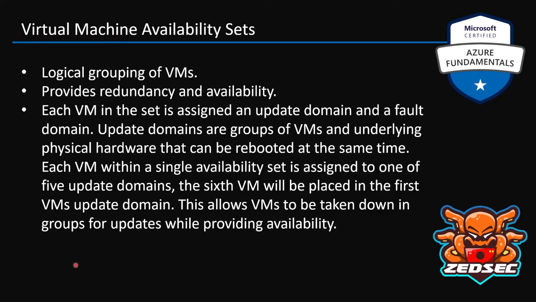An availability set is a logical grouping of VMs. So it basically provides redundancy and availability. Each VM in the set is assigned an update domain and fault domain. Update domains are groups of VMs and underlying physical hardware that can be rebooted at the same time. Each VM within a single availability set is assigned to one of 5 update domains, with the 6th VM being placed back in the first update domain, and it just goes like that as you add more layers. This allows for VMs to be taken down in groups for updates while still providing availability.